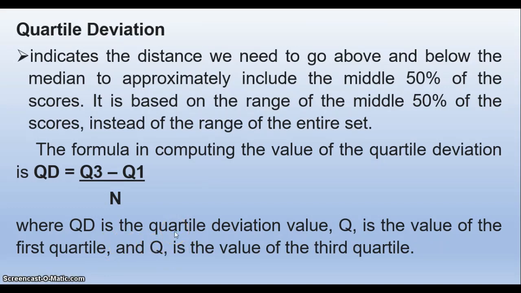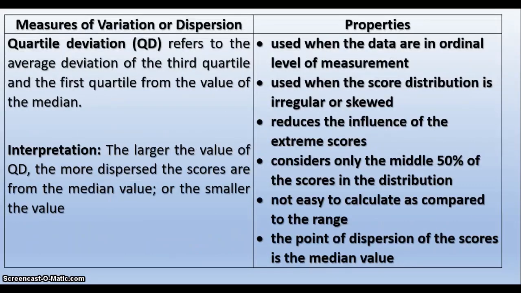So the difference between the interquartile range and the quartile deviation is that when we subtract the value of the first quartile from the third quartile, we divide it by the number of population. So what does it mean? It refers to the average deviation of the third quartile and the first quartile from the value of the median. So what are the properties?